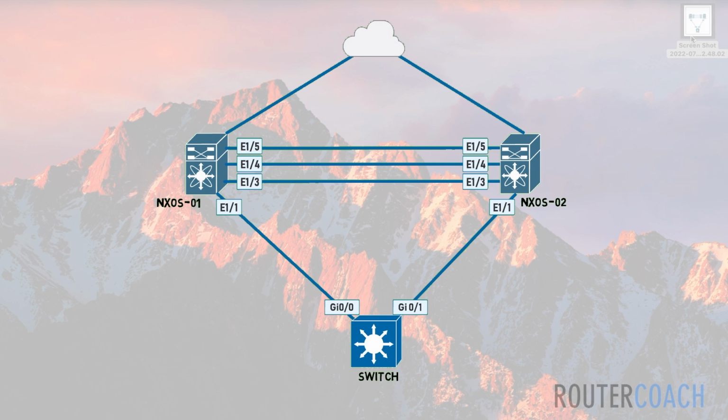And then we have Ethernet 1/1 on both Nexuses going down to a switch. The switch will see these two Nexuses as a single switch. But obviously, as we can see from the diagram, logically there will be a single switch, but physically there'll be two separate switches with these peer keepalive and vPC peer links between them. So let's get into the configuration.